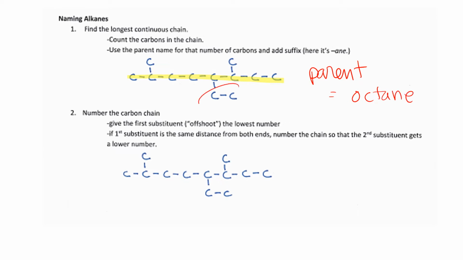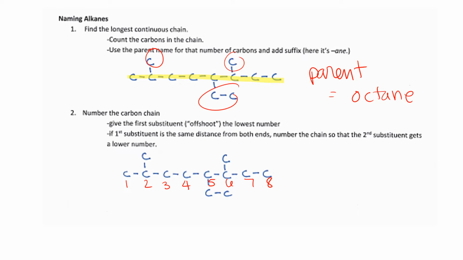And then the little offshoots that we see, they're going to be listed before the name octane as the substituents. Now, before we list those substituents, we have to number the chain. So we want to number the chain so that the first offshoot, the first substituent, gets the lowest number. So in the case of our example, we're going to number the carbon on the left, carbon 1, 2, 3, 4, 5, 6, 7, and 8.